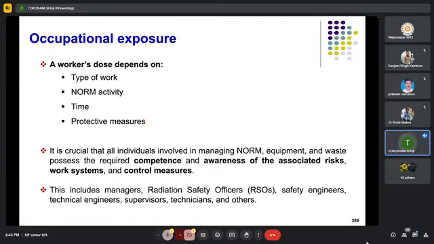It is crucial that all individuals involved in managing NORM equipment and waste possess the required competence and awareness of the associated risks, work systems, and control measures. This includes managers, radiation safety officers, safety engineers, technical engineers, supervisors, technicians, and others.